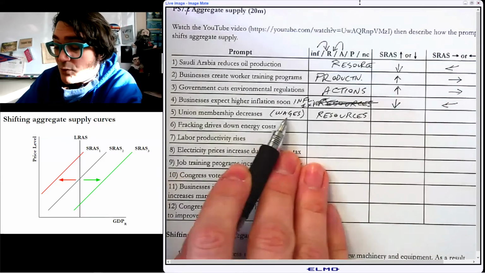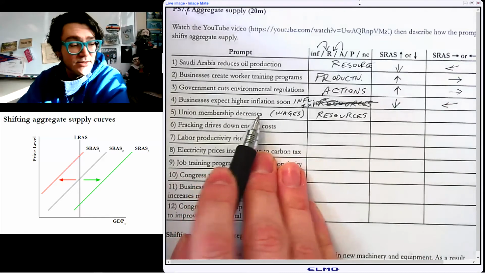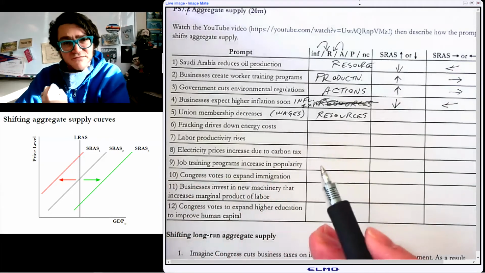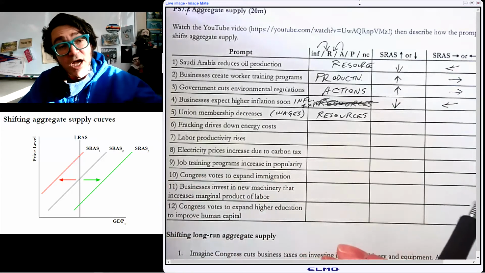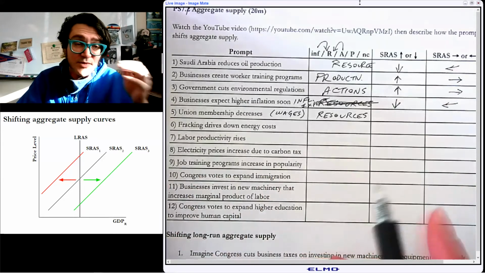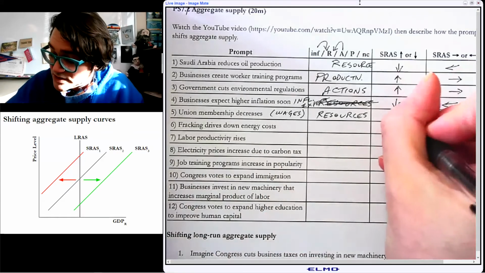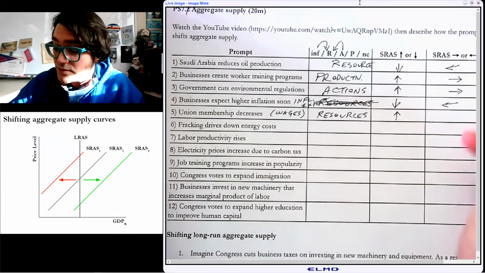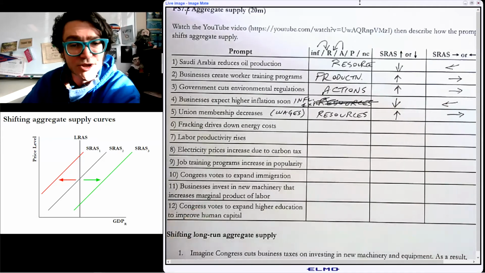Anyways, if the wages are going down, in this problem, union membership goes down, so wages go down. So we would say that the resources to produce are now cheaper, right? If you're a firm, you go, hooray, the wages are lower, so now we can make more stuff with the same amount of cost on the back end. So resources going down in price means aggregate supply goes up because we can produce more stuff, and it shifts to the right.